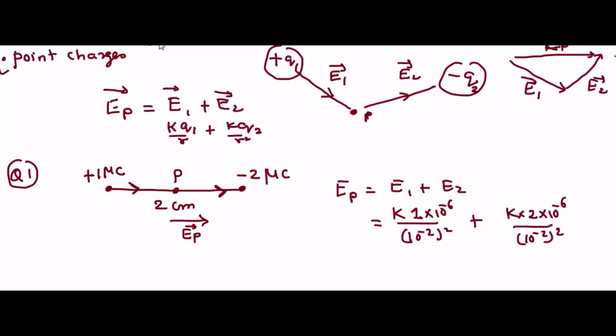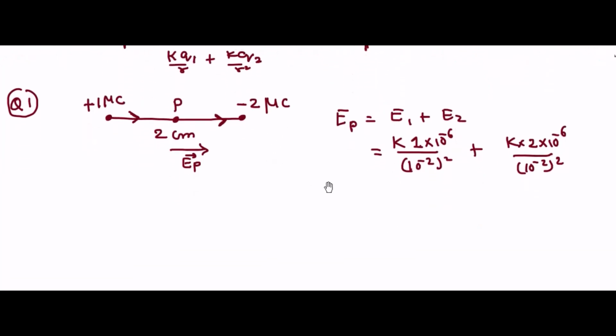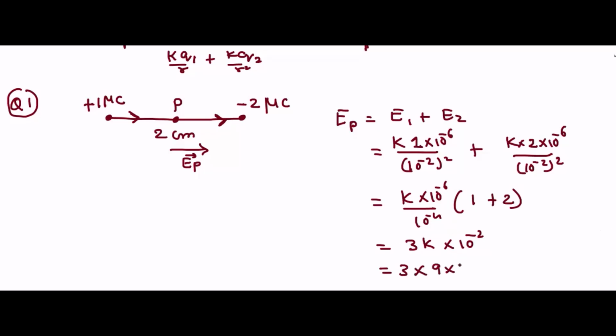So if I add these two, what do I get? In this case I can take out K into 10 raised to minus 6 upon 10 raised to minus 4 common, and here I'll get 1 plus 2. So that will give me a value of 3K into 10 raised to minus 2, because 10 raised to minus 6 divided by 10 raised to minus 4 will be 10 raised to minus 2. We know the value of K is 9 into 10 raised to 9, times 10 raised to minus 2.